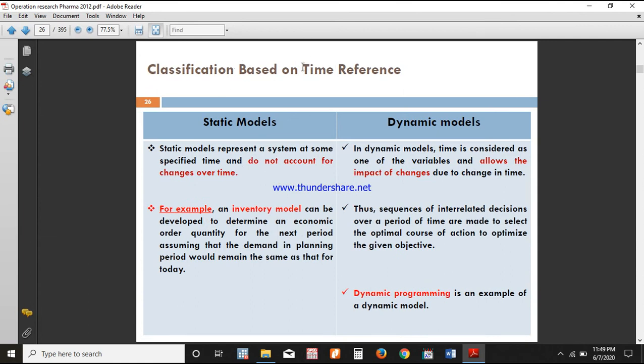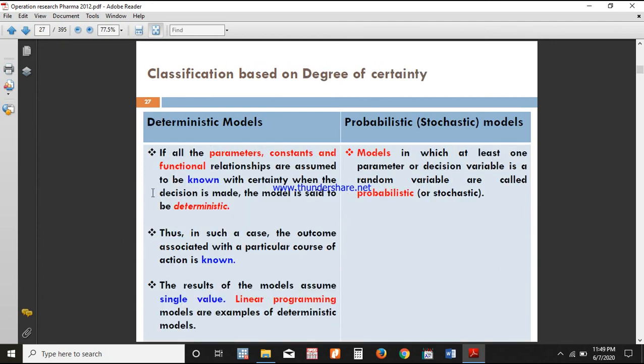The third classification is based on time. This is a static model, which does not account for change over time, whereas a dynamic model allows the impact of change due to time. The next classification is based on degree of certainty, deterministic or probabilistic. A deterministic model is related with known, certain variables, whereas a probabilistic or stochastic model is one in which at least one parameter or decision variable is a random variable.